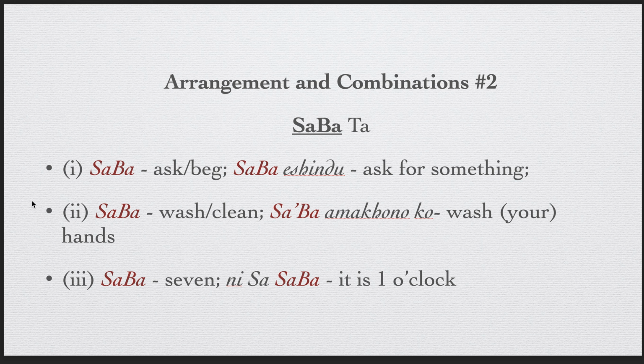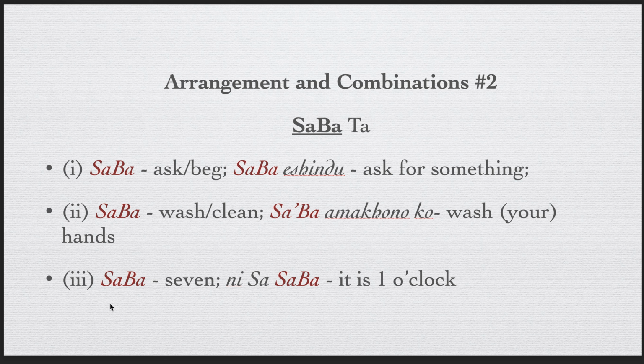So arrangement number two, where we combine the first two syllables, we get saba, which means to ask or to beg. So if I say saba ishindu, it's like I'm saying ask for something. The second meaning of saba means to wash or to clean. So saba mahonoko means wash your hands.